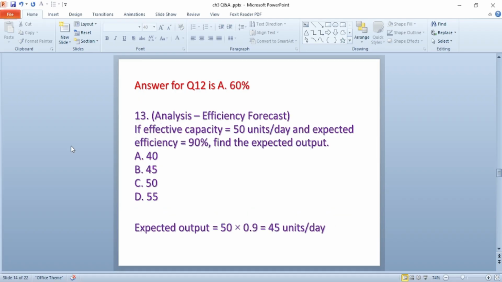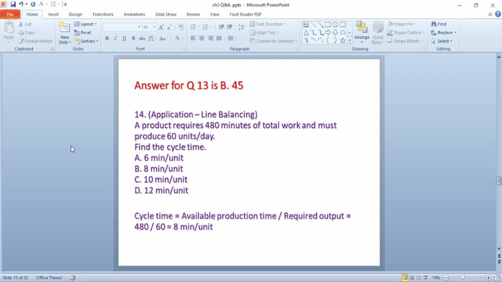Question number 13. If effective capacity is 50 units per day and expected efficiency is equal to 90%, find the expected output. Expected output is equal to effective capacity times efficiency, which is equal to 50 times 0.9, 45 units per day. The answer is B.